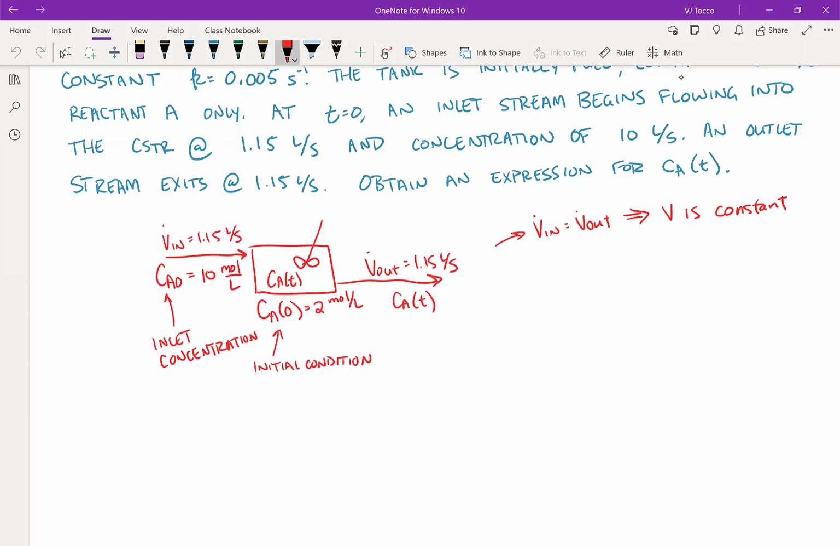So to obtain an expression for CA of t, let's go through the steps and first do my balance on component A.